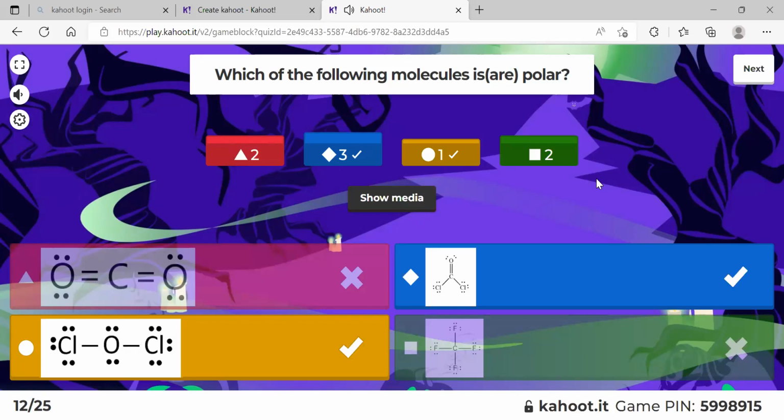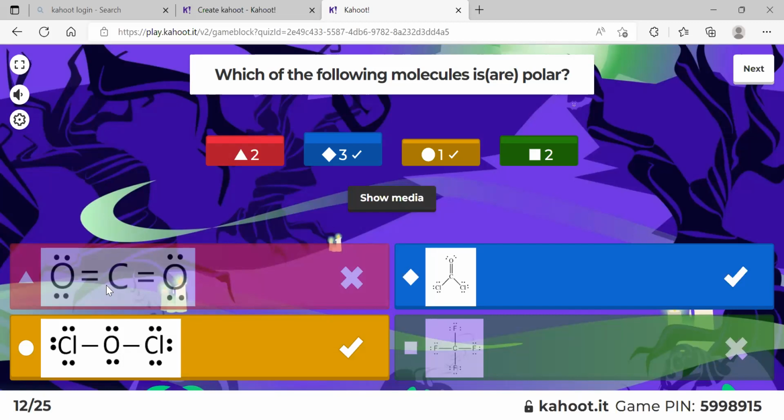Excellent. So the reason why the first one, the one in red, is not polar is because it's a linear molecule that has on both sides attachment to the same atoms. And if you're linear and you have two identical bonds, that means that you're non-polar. The molecule in green is a tetrahedral molecule that has 4 identical bonds. That also makes it non-polar.